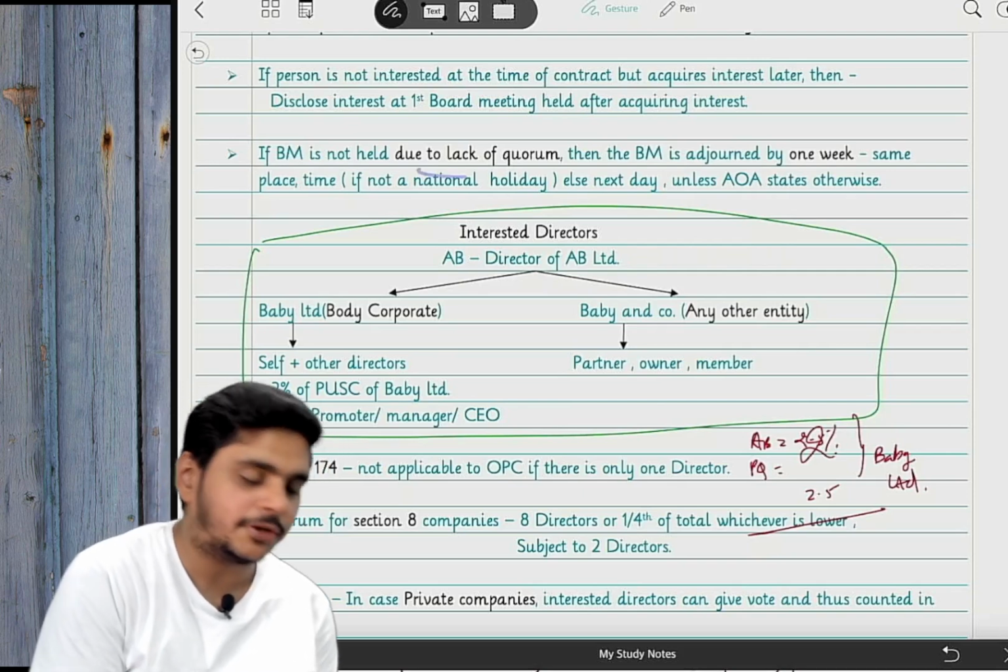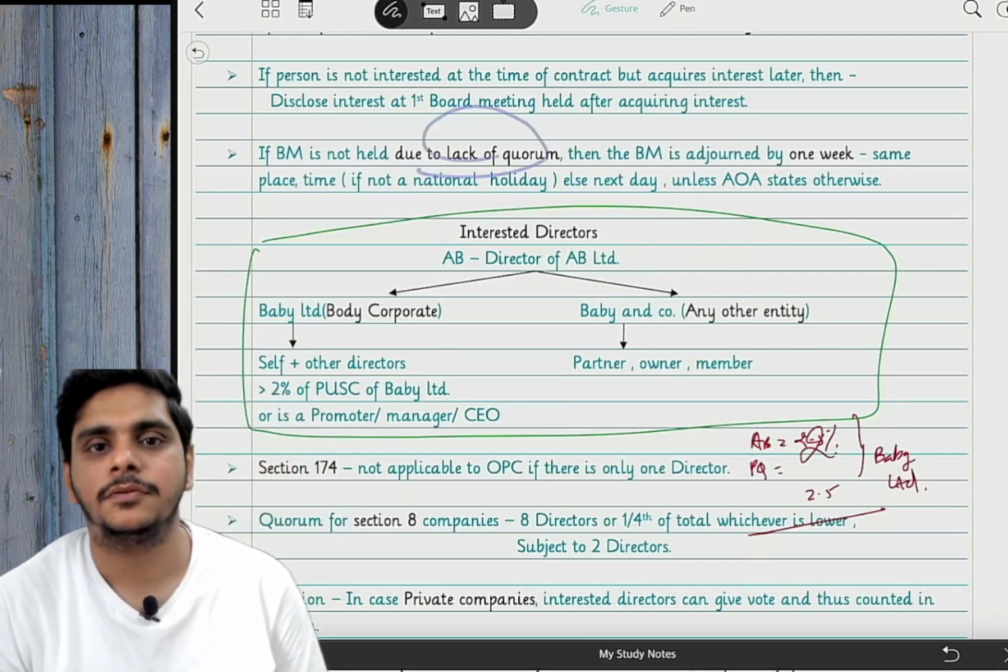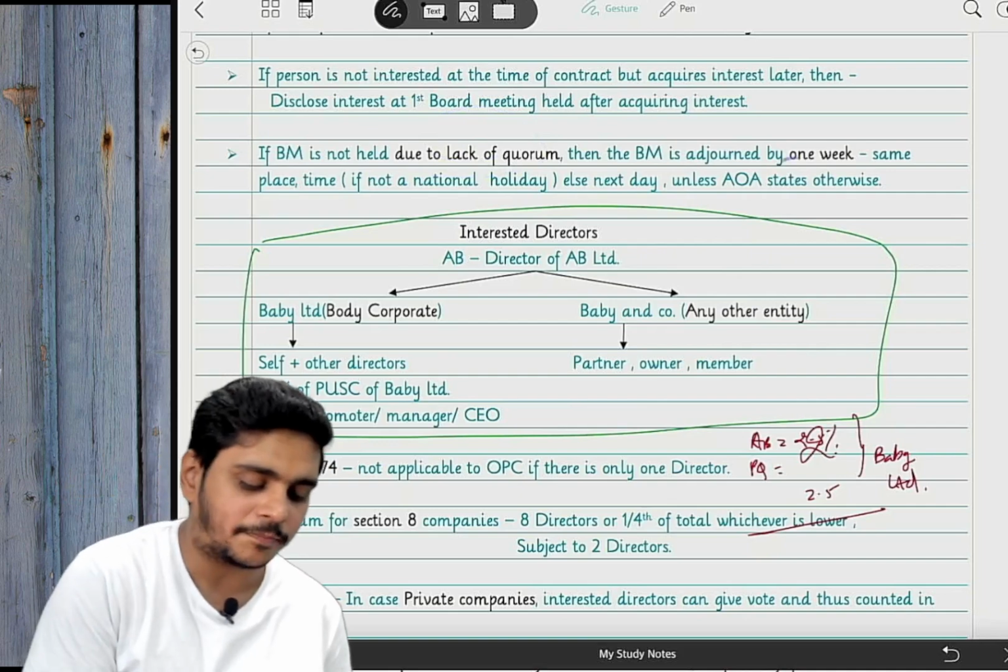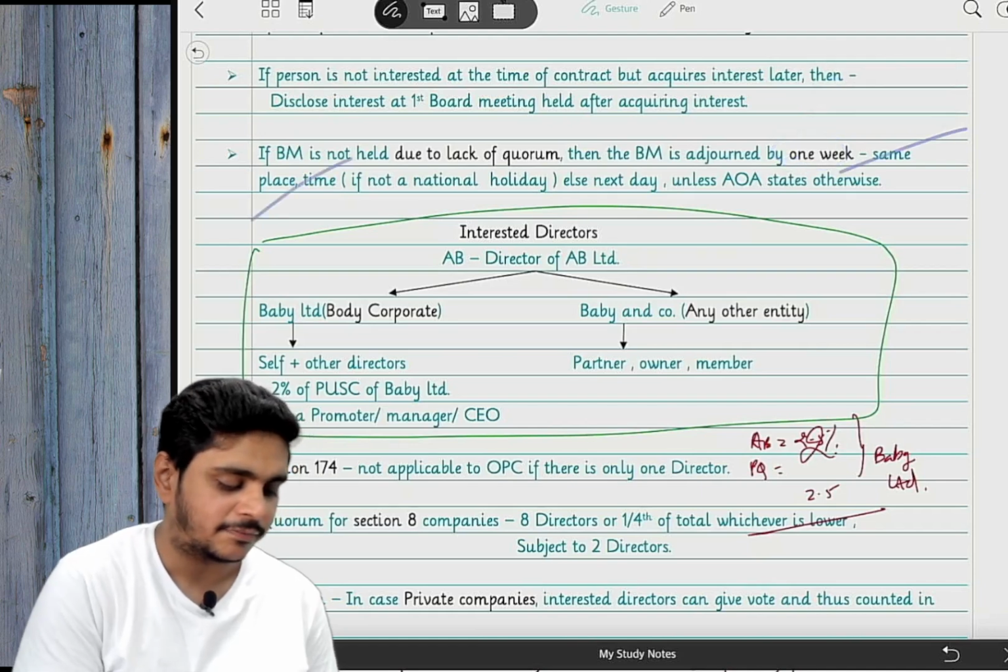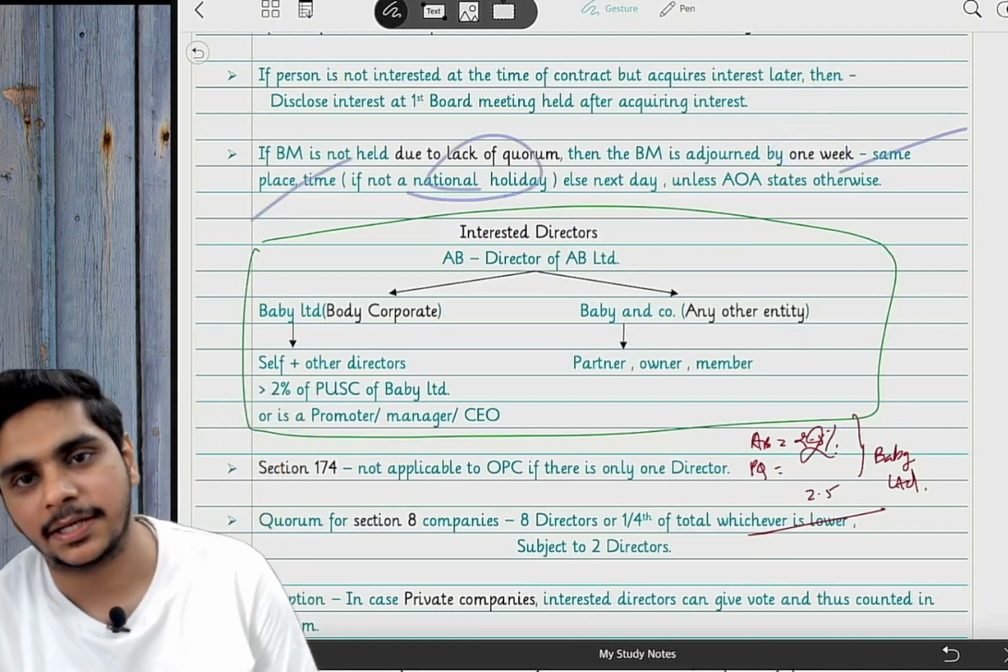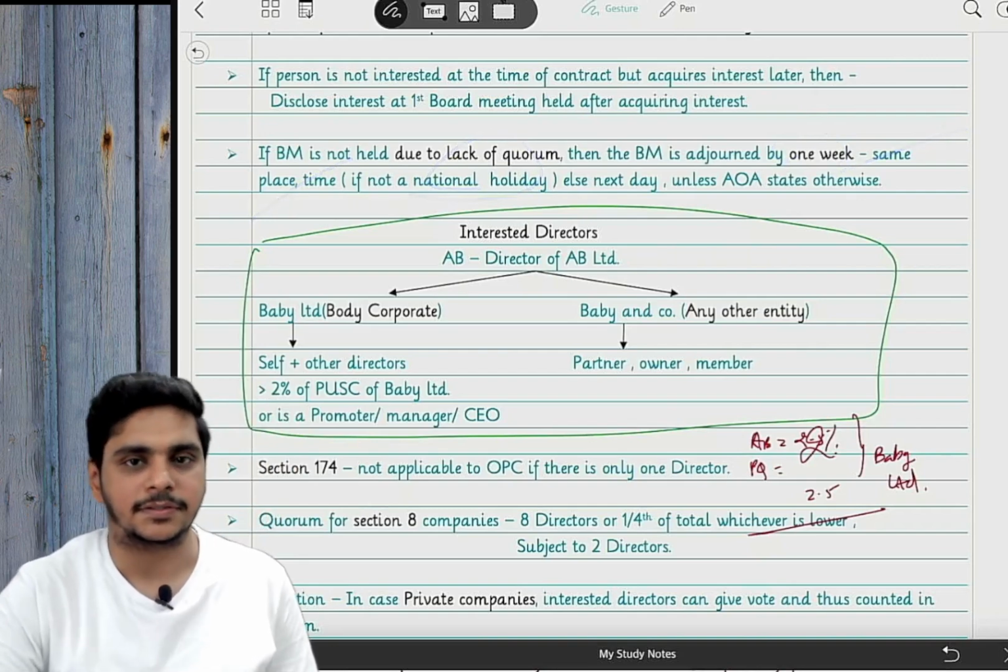If a board meeting is not held due to lack of quorum, if quorum is not achieved, then the board meeting is adjourned by 1 week, to the same time, same place, same day, which is not a national holiday, else the next day, unless the articles state otherwise.